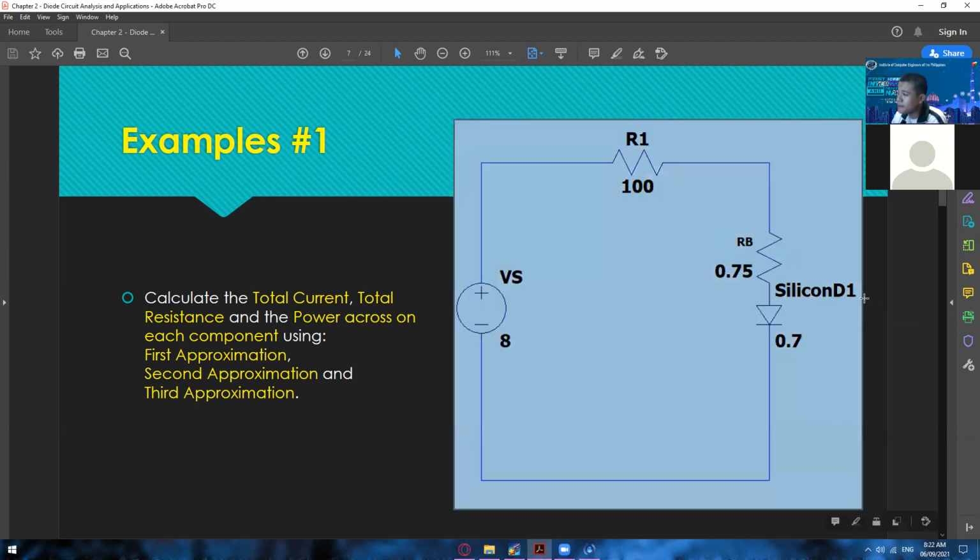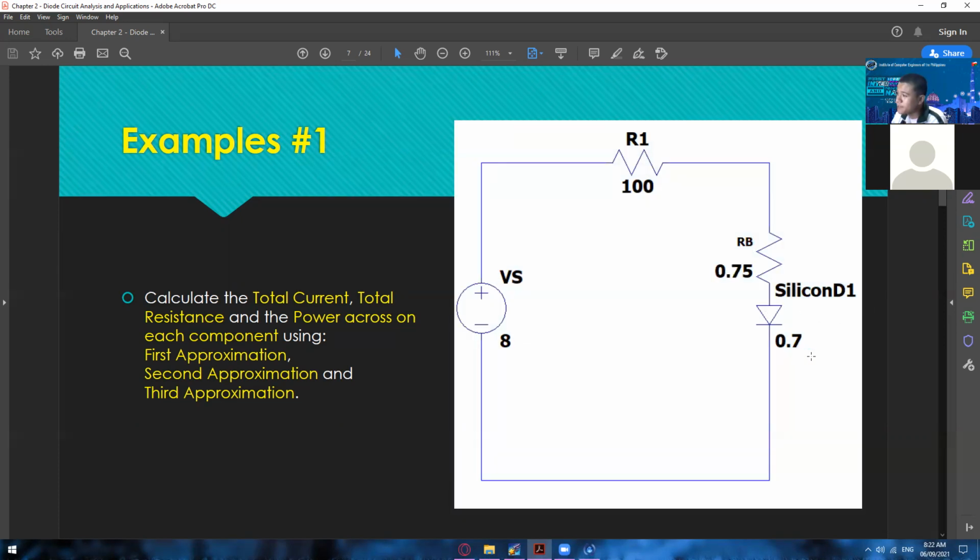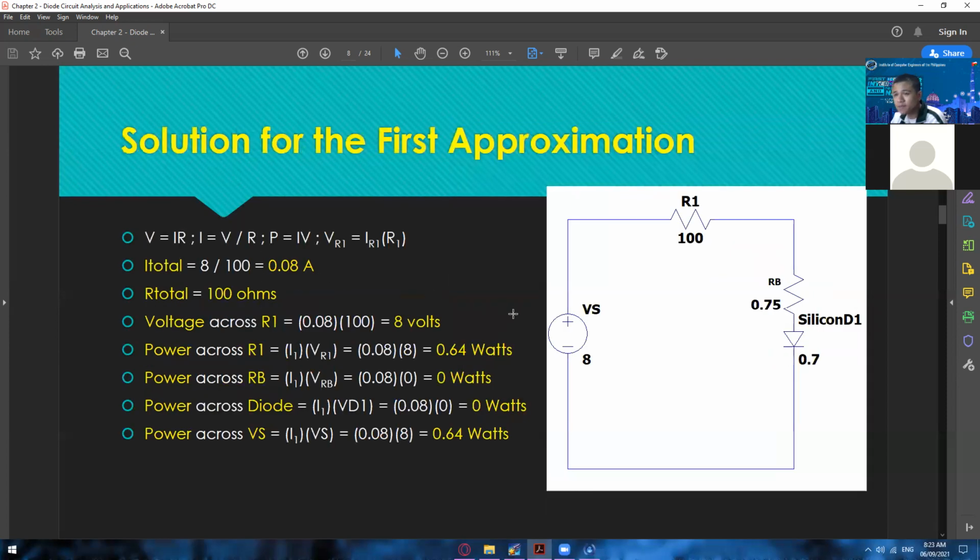In other circuits, we don't usually include the threshold voltage because it's already common sense that if it's a silicon diode, then it will consume 0.7 volts. It will never change. That is a constant value, the default or permanent value of silicon. So there is no way that this will become 0.6, 0.5, 0.8, or even 1 volt. It is always 0.7 volts for the silicon diode. Anyway, here are the computations.